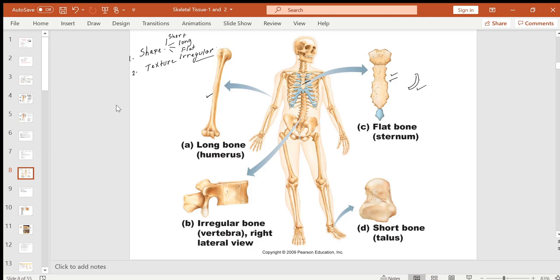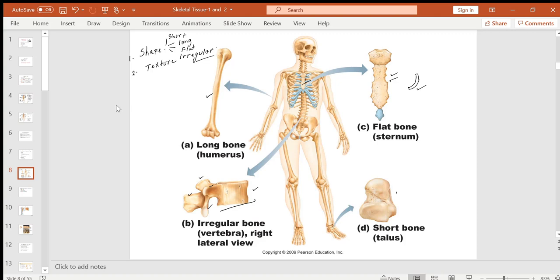Irregular bones don't have any definitive shape. So you will see a number of structures or processes stick out from the bone. It doesn't have any particular shape. Multiple processes stick out from the bone. A good example is the vertebrae. The vertebra has a body and seven processes.